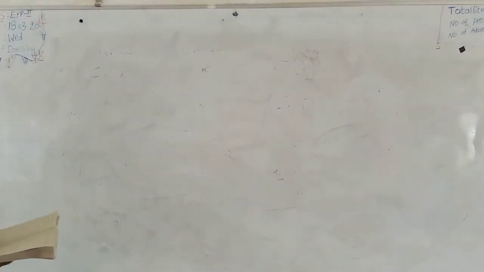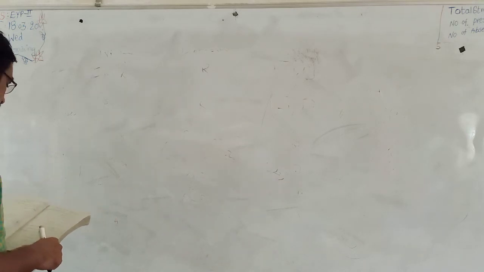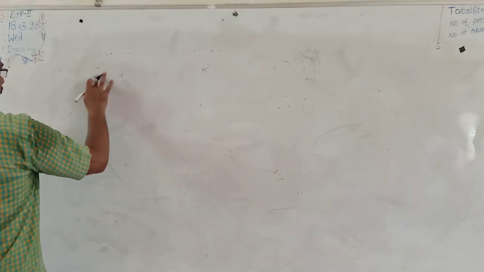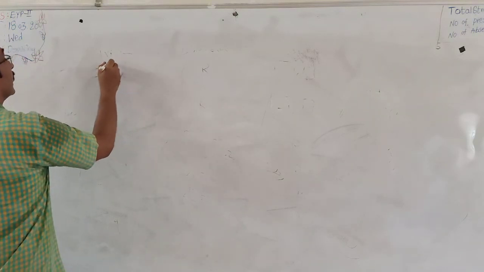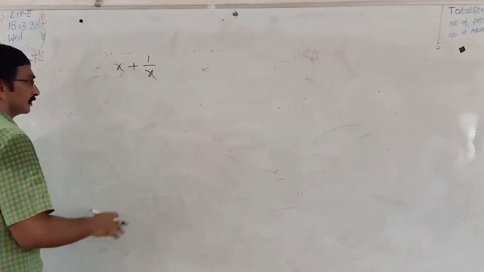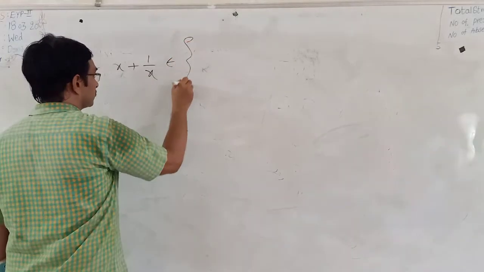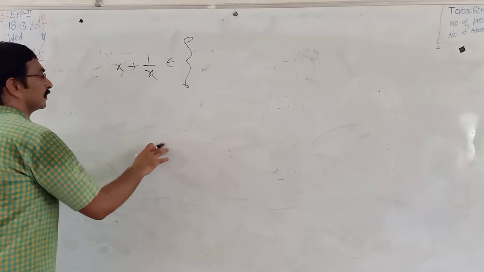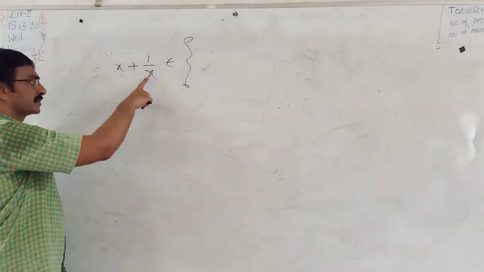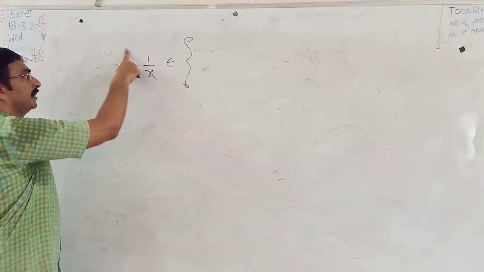So, intervals, domain, range was completed. Next, see the form of the function x plus 1 by x. Range of x plus 1 by x. We take any non-zero value, because for x is 0, this is not defined. When x is 0, 1 by 0 is not defined.